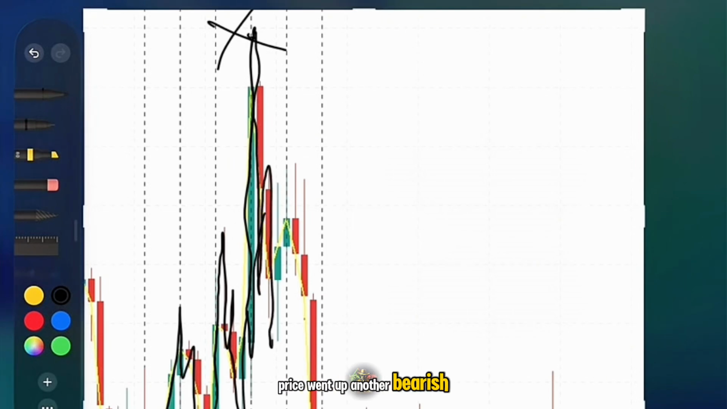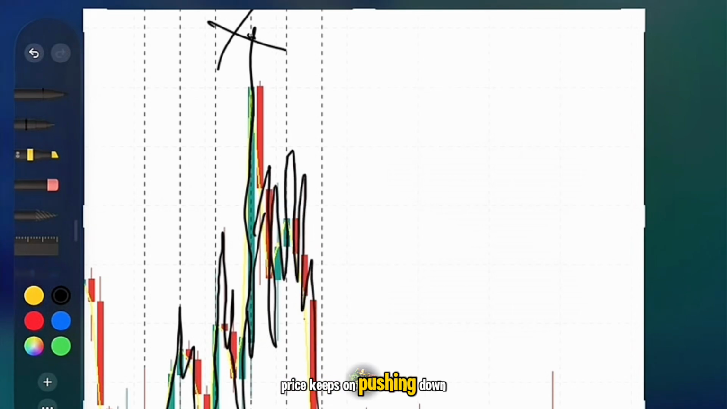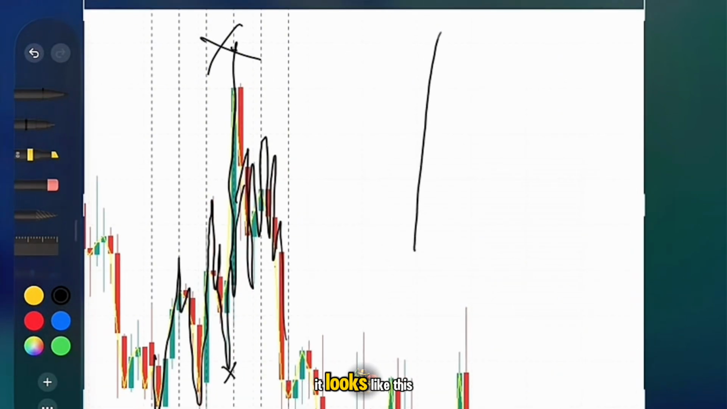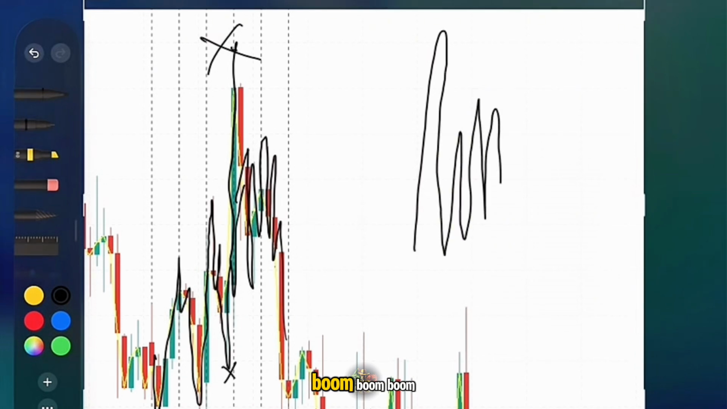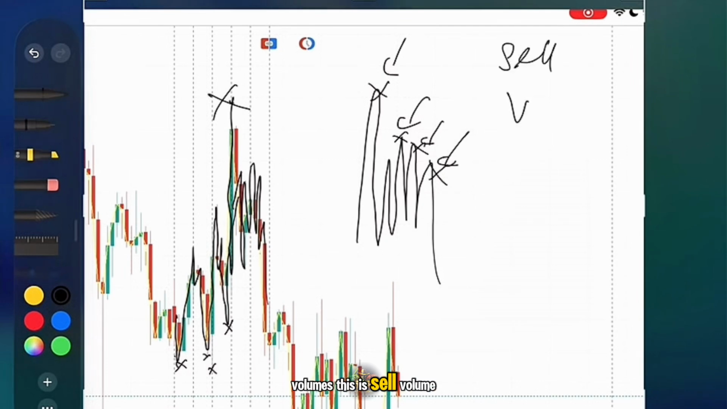Price went up, another bearish movement. Price went up, another bearish movement. All right? What happened here? Price keeps on pushing down. Now, how does it look? It looks like this. Boom, boom, boom, boom. First one, second one, third one, fourth one. This is all volumes. This is sell volume.